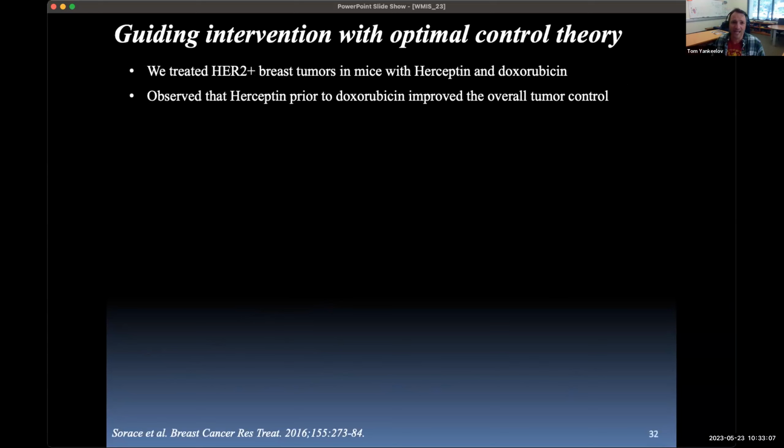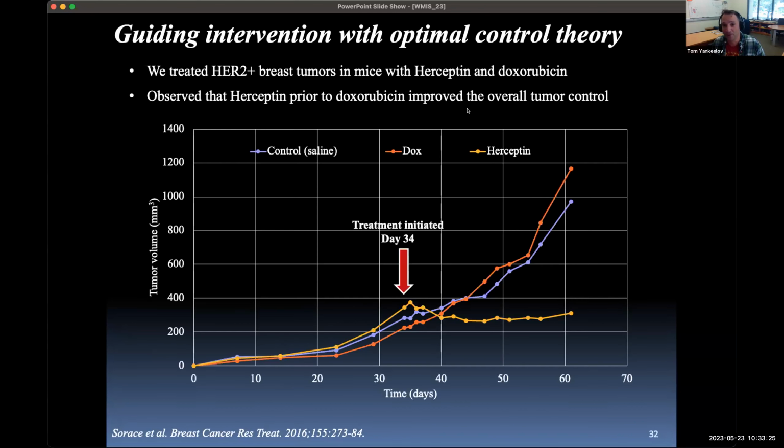So we actually had some study that we did many years ago. We were trying to now guide intervention with this OCT. So we had treated HER2 positive breast tumors in mice with Herceptin and doxorubicin. So your targeted therapy and your chemotherapy. And we observed, just sort of by luck, that Herceptin prior to doxorubicin improved the overall tumor control.